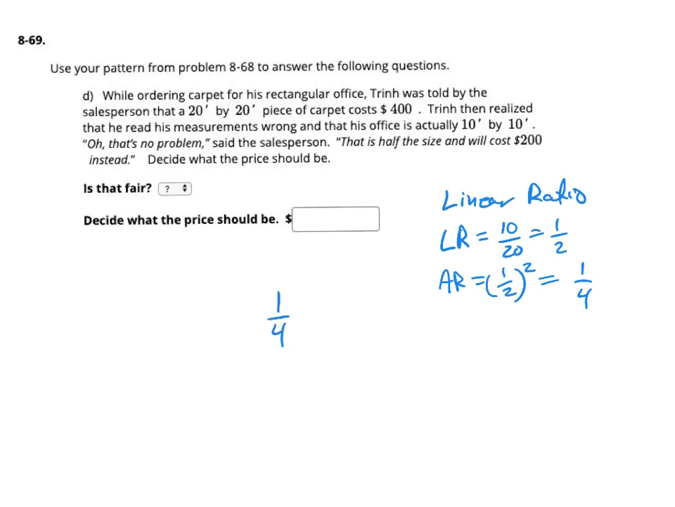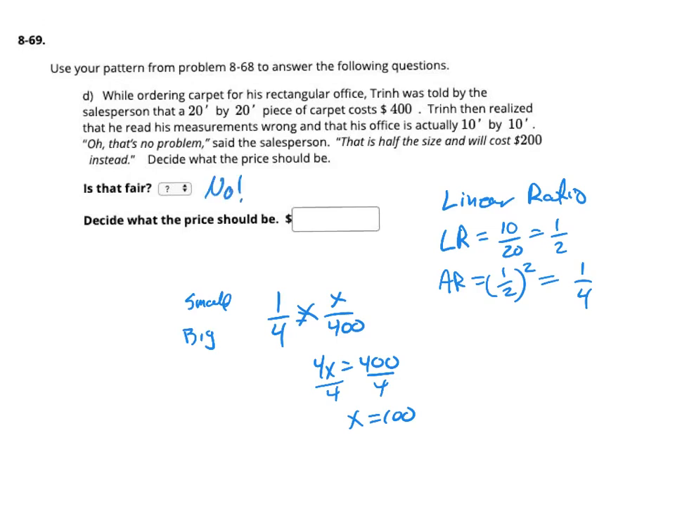So the area ratio is 1 over 4. Again, remember, this is small over big. So the small rug is the new one. That's what I'm looking for. That's x. And the cost of the big rug was the original cost. So that's 400. So when we cross multiply, I get 4x equals 400, divide by 4, and I get x equals 100. So is it fair? No, it's not. And then what should the price be? The price should just be 100.